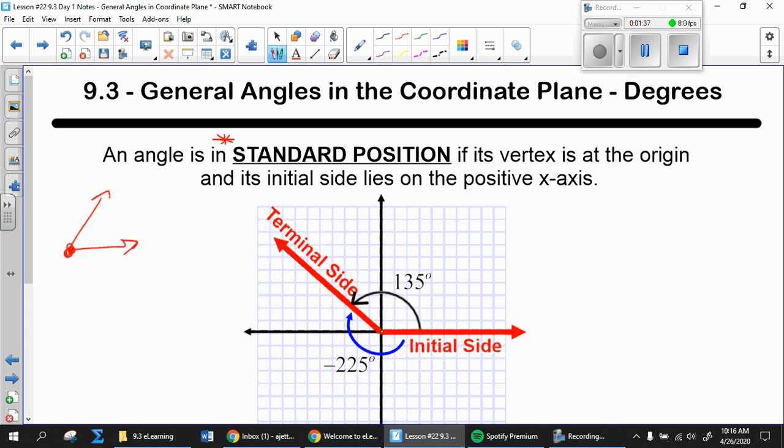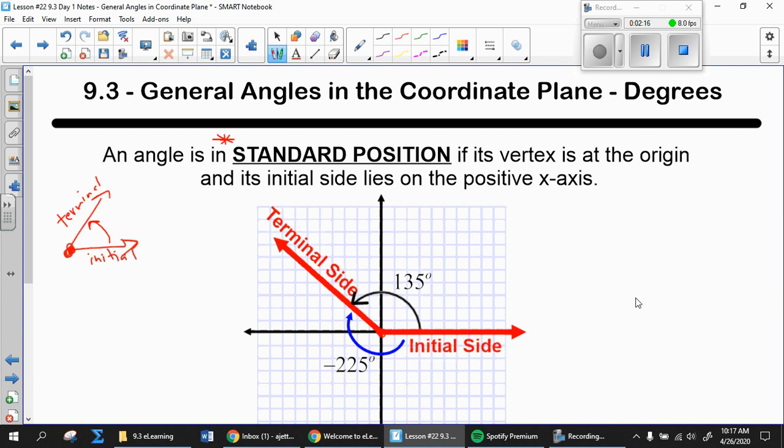So it's in standard position if the vertex of the angle, so right here, this point, is at the origin, so 0, 0, and its initial side. So when we're talking about these angles, we have an initial side and we have a terminal side. Terminal side just means the side that stops. So what we're going to do is rotate around to create our angles. So initial is where we're starting. That's always going to be on the positive x-axis here. And then we're going to rotate to get to our terminal side, which is the side that we stop at. Okay, so it says the initial side lies on this positive x-axis.